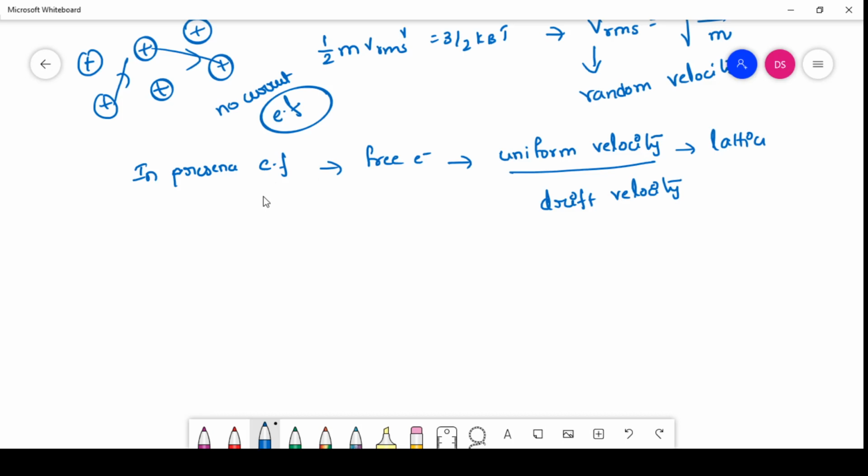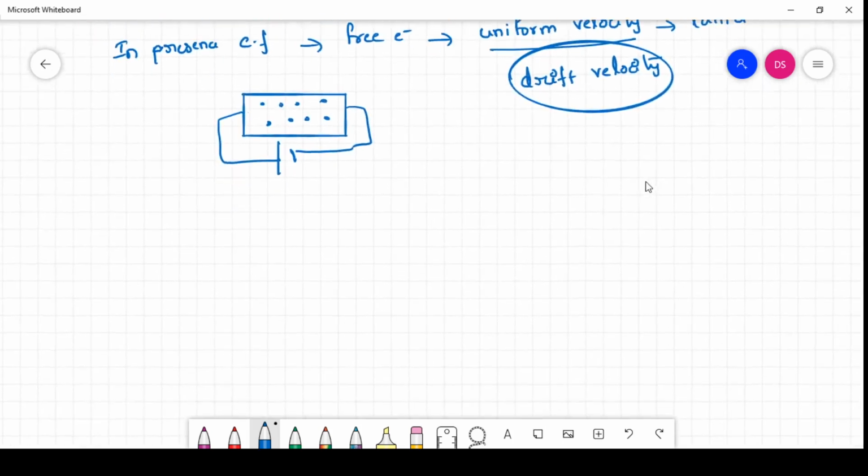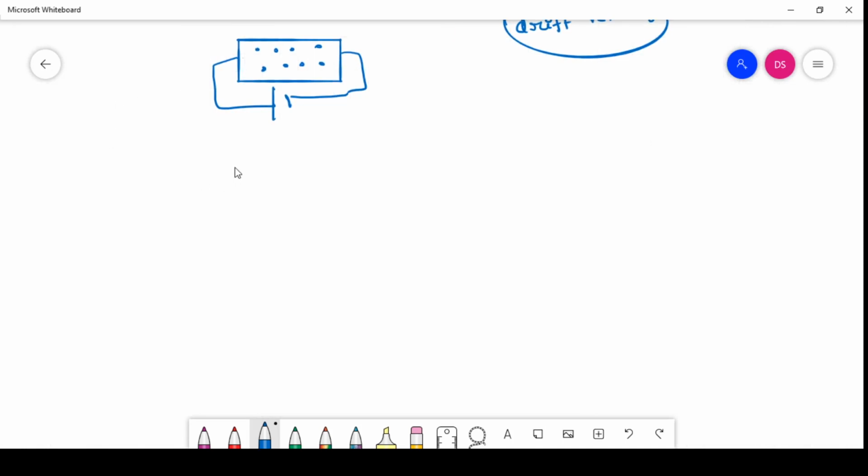So in the absence of electric field, the electrons move inside the lattice with the random velocity. When you apply the electric field to the material, what happens? These electrons move towards the positive terminal with a uniform velocity. They gain some uniform velocity, that is known as drift velocity. Now we are going to derive the expression for this drift velocity.